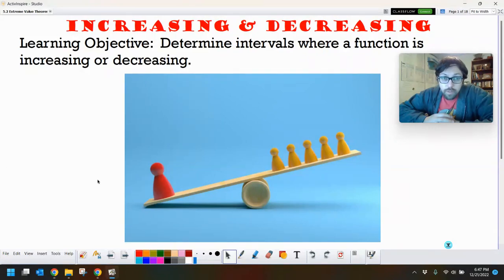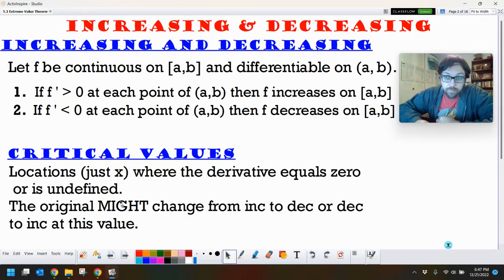Hi, in this video, we're going to be trying to determine all of the values where a function is either increasing or decreasing. Now, it's not a big surprise that if our derivative is positive, then our function is increasing on some interval. If our derivative is negative, that means our original function is decreasing on that interval. But where is it moving from this increasing to decreasing?